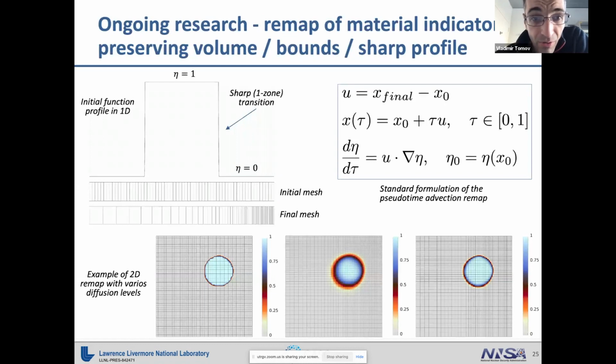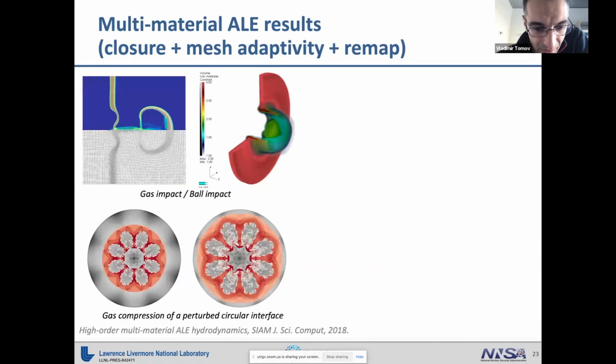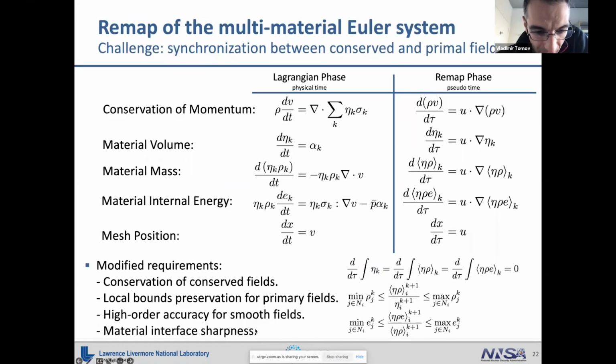Okay, some ongoing research about remap. Now, one of the requirements when I was talking about the system is this. When we have the volume fractions, when you remap, you don't want to diffuse the interface. If you diffuse material interfaces, that's more mixing, more inaccuracy, and people that run the codes usually don't like that. If you have steel next to something else, you cannot justify too much mixing.